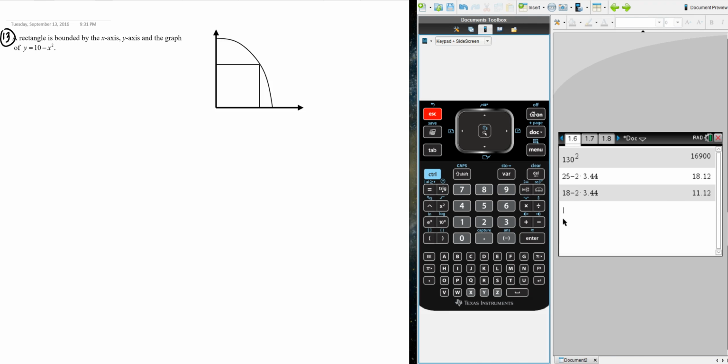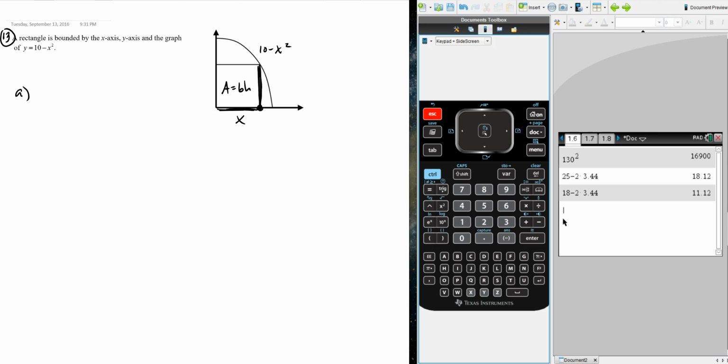Alright, number 13. We've got a rectangle bound by the xy axis and the graph of y equals 10 minus x squared. Part A says create a function for the area of the rectangle. So we want an area of this. We know the area is base times height. Well, the base of this rectangle is whatever value x is, right? That's the x-axis, so whatever point this is, that's just x.